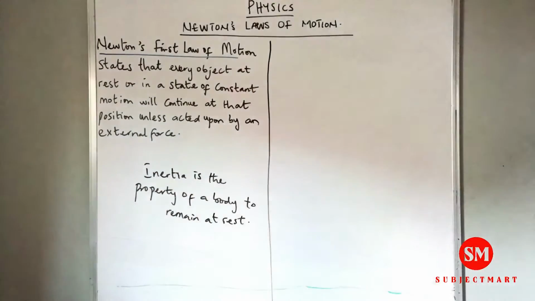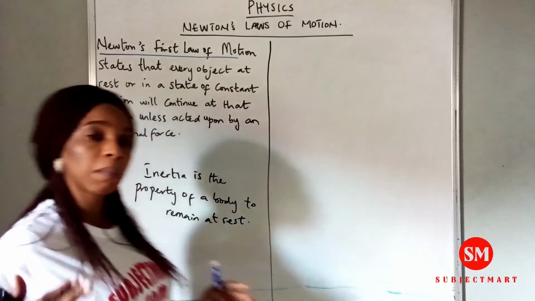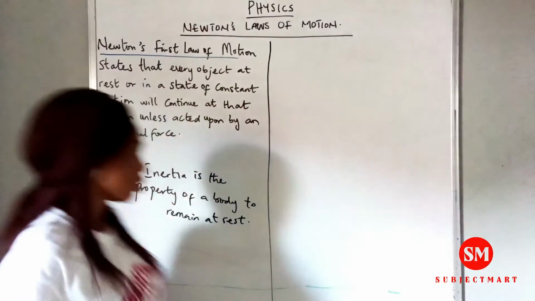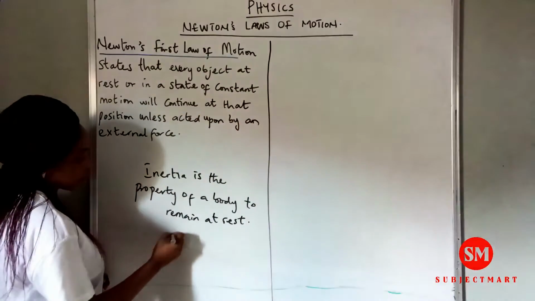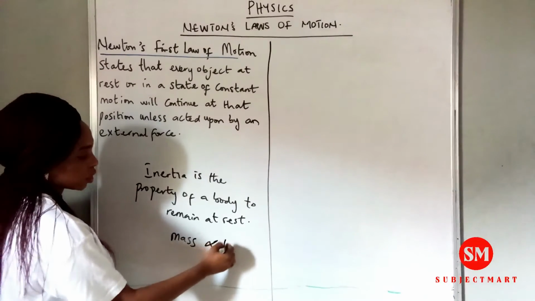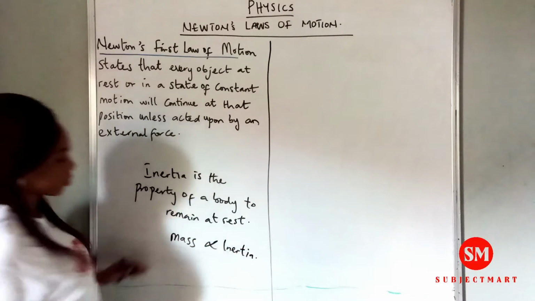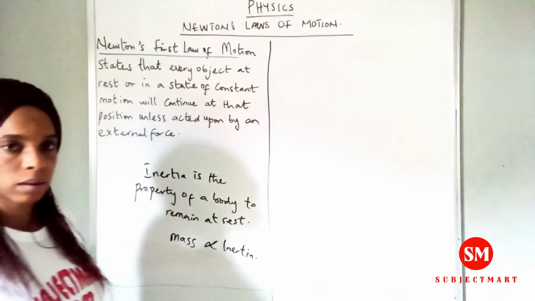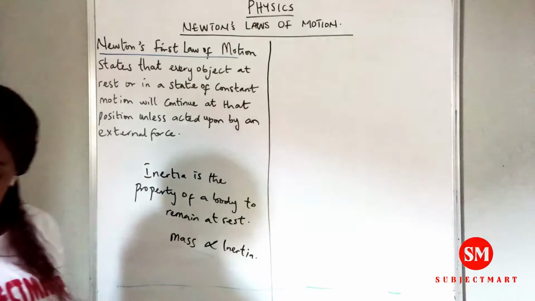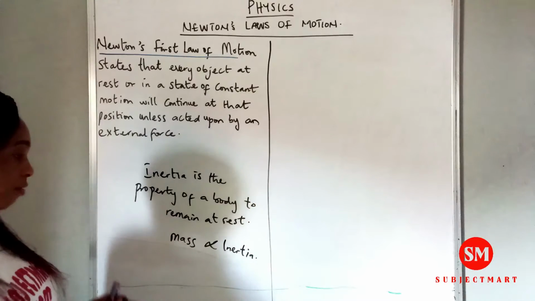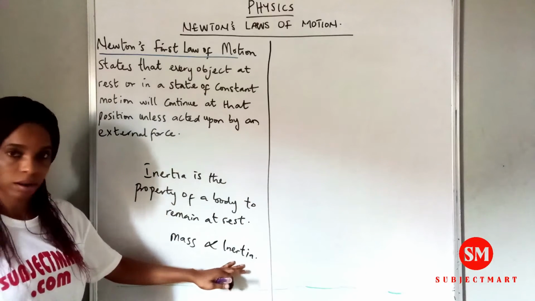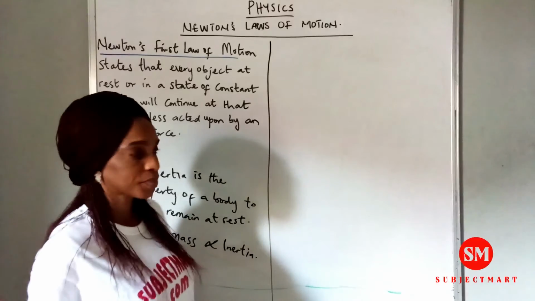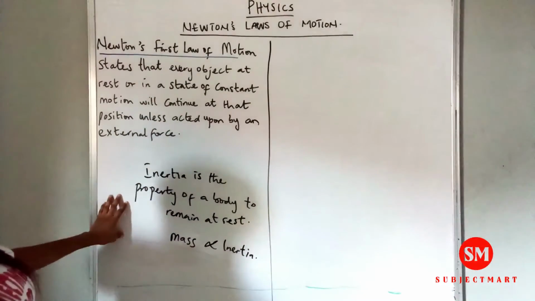So what does that imply? That means the more massive an object is, the more inertia it has. So mass is directly proportional to inertia. That means when an object is heavy, it will have more inertia, like the example I cited. The piece of paper has lesser inertia than the log of wood, because the paper is lighter. So I hope that's explanatory.